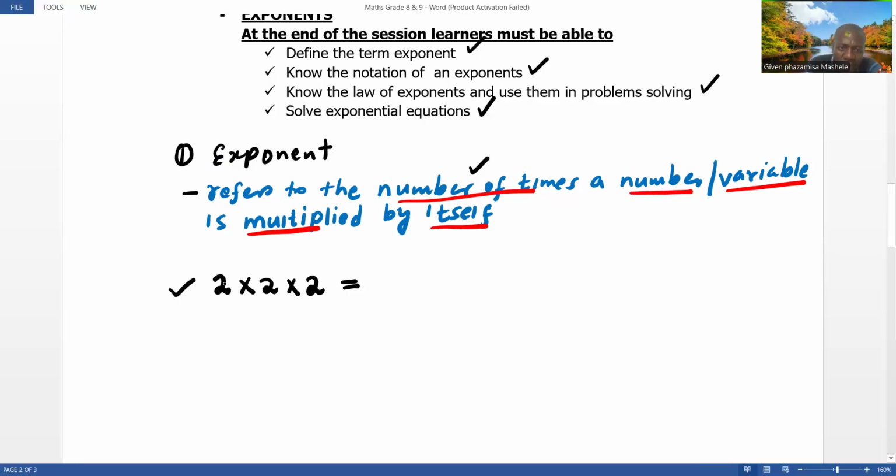Look at this. We are taking 2, we are multiplying with 2, we are multiplying with 2. We want to look at how many times we are multiplying this number by itself. Now we used 2 initially, 2 we multiplied by another 2, and we multiplied by another 2. Now the question is, how many times did we multiply this 2 by itself?